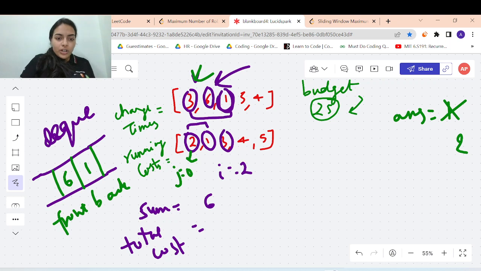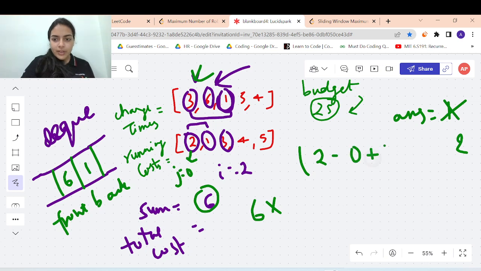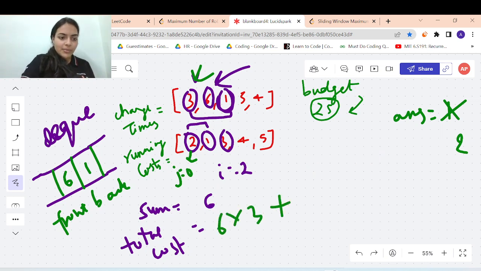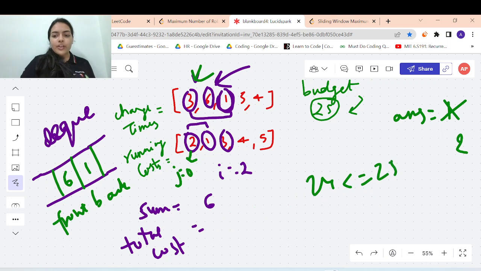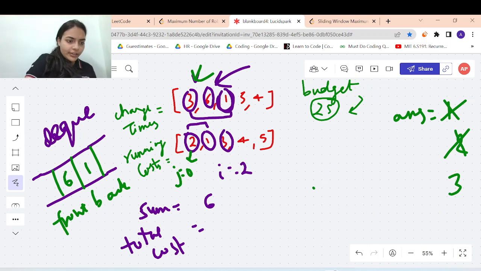Now let's continue. What is the sum? Sum is 6. How many elements do you have? How can you calculate? i minus j plus 1. So you have 3 elements. Easily you can see these are the 3 elements that we have. So 6 into 3 plus maximum. Maximum you can get from the front of the DQ. So 18 plus 6 is equal to 24. Now 24 is less than or equal to 25. Obviously. So we can increase our answer. Answer will become equal to 3. Now let's continue again. Hopefully it is getting clearer. Let's quickly finish this so that we can go forward to coding.